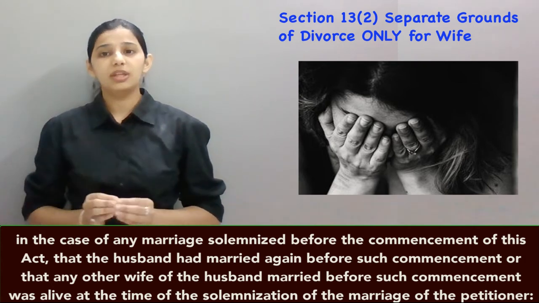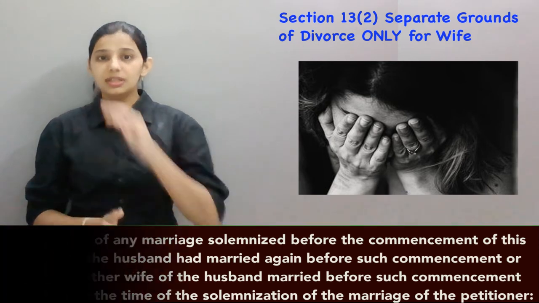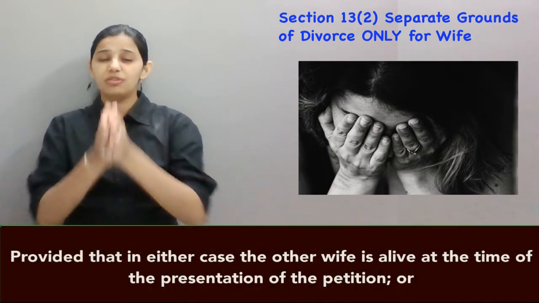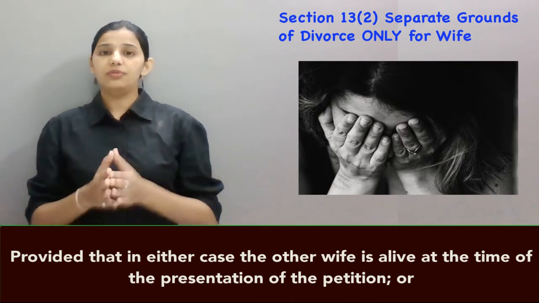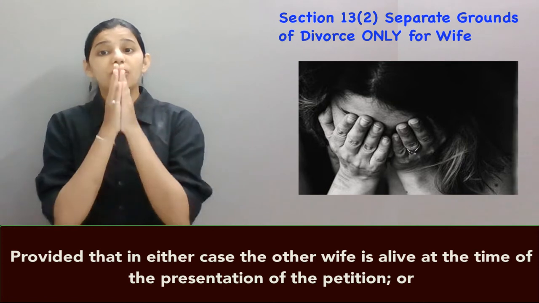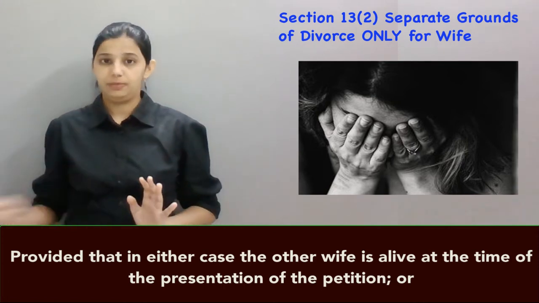The only limitation on the right of a wife who applies for divorce under this provision is that the other wife should be alive at the time of presentation of the petition, irrespective of the findings that the petitioner was aware of the existence of the other wife and that the husband was not guilty of cruelty.